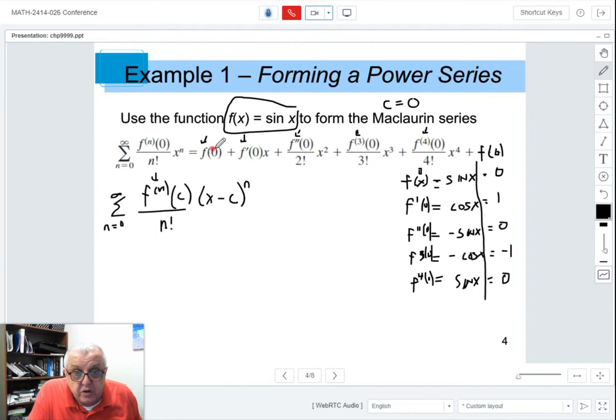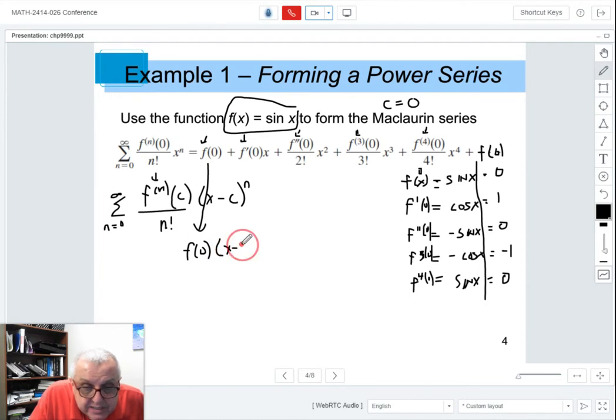Okay, so this first one, they don't show you, but I'm going to show you the whole step for this first one. First, we plug in 0 into the function, and that's without the derivative. Then we do x minus c. And our very first step, n is 0. So we're putting a 0 up here. And it's divided by n factorial, which is 0 factorial.